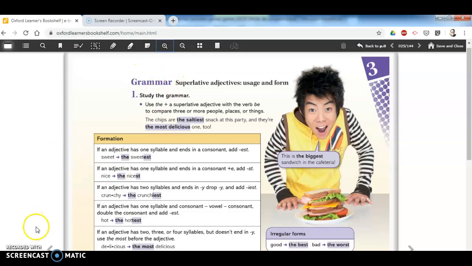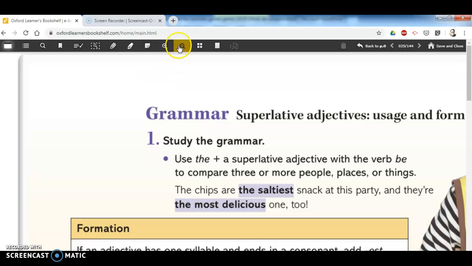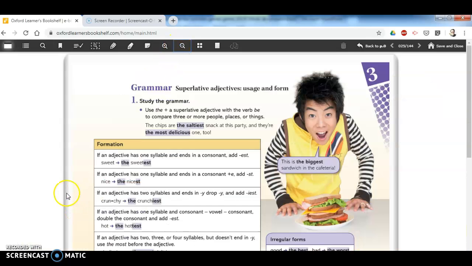Remember that in last class we were talking about adjectives for food. We were talking about sour, and what was the other? Sweet, and that type of adjectives. Today we're going to be talking about something related to adjectives, which is basically the superlative form.